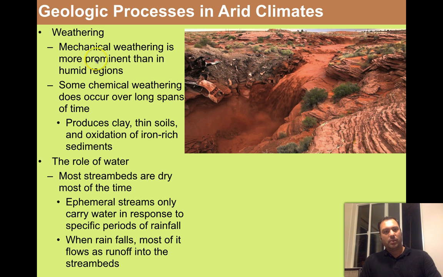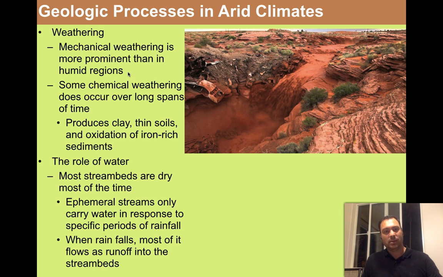First off, mechanical weathering is more prominent than in humid regions, right? In humid regions, you have lots of water that's coming in all the time, and you get chemical weathering. In desert environments, you don't get a whole lot of water, and so therefore you don't get a lot of chemical weathering. So whenever it does rain, you get large amounts of physical weathering. But that doesn't mean that chemical weathering doesn't happen.